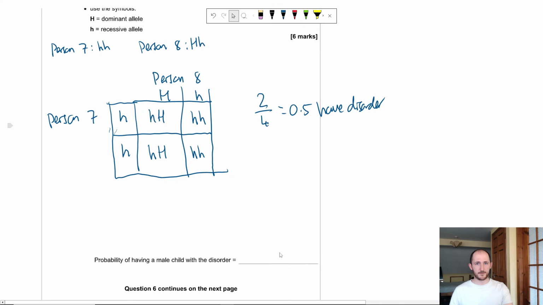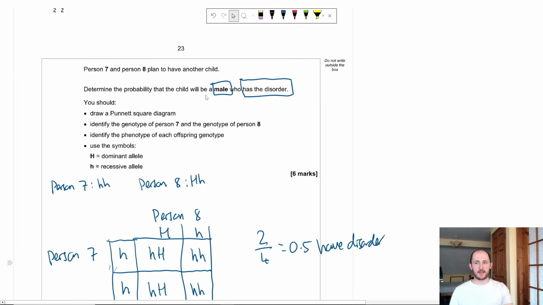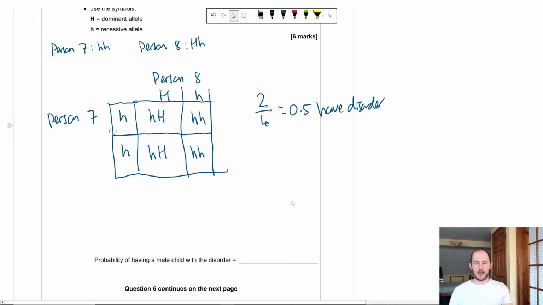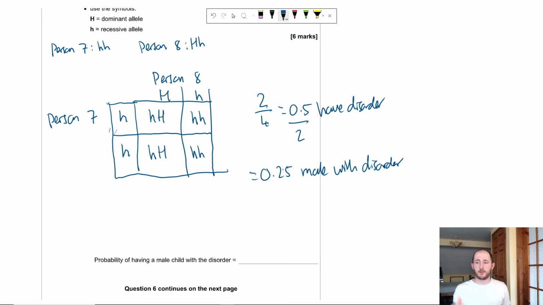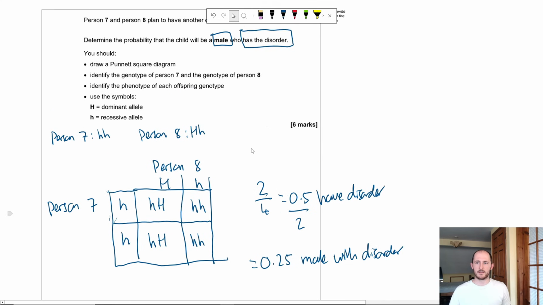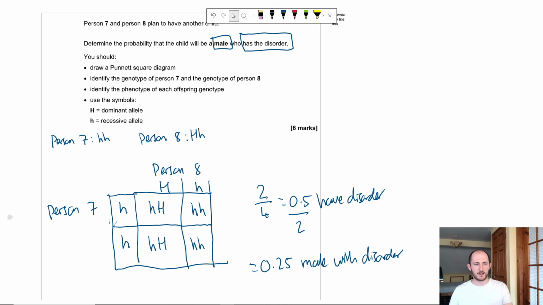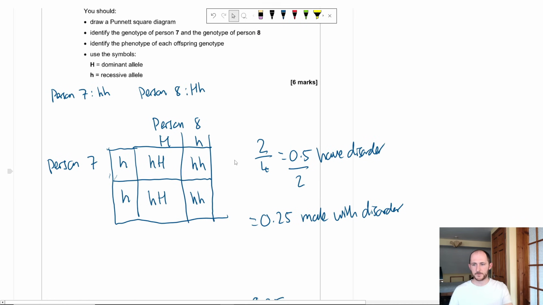But that's not the answer, because then it says the probability that they'll be male. Now, how many kids are male? Well, it's going to be half of that. So you divide this by 2, so 0.25 for male with disorder. So again, 0.5 for just with the disorder, 0.25 for male with the disorder. Remember, half of kids are male, half are female, at least in terms of this kind of question in GCSE science.